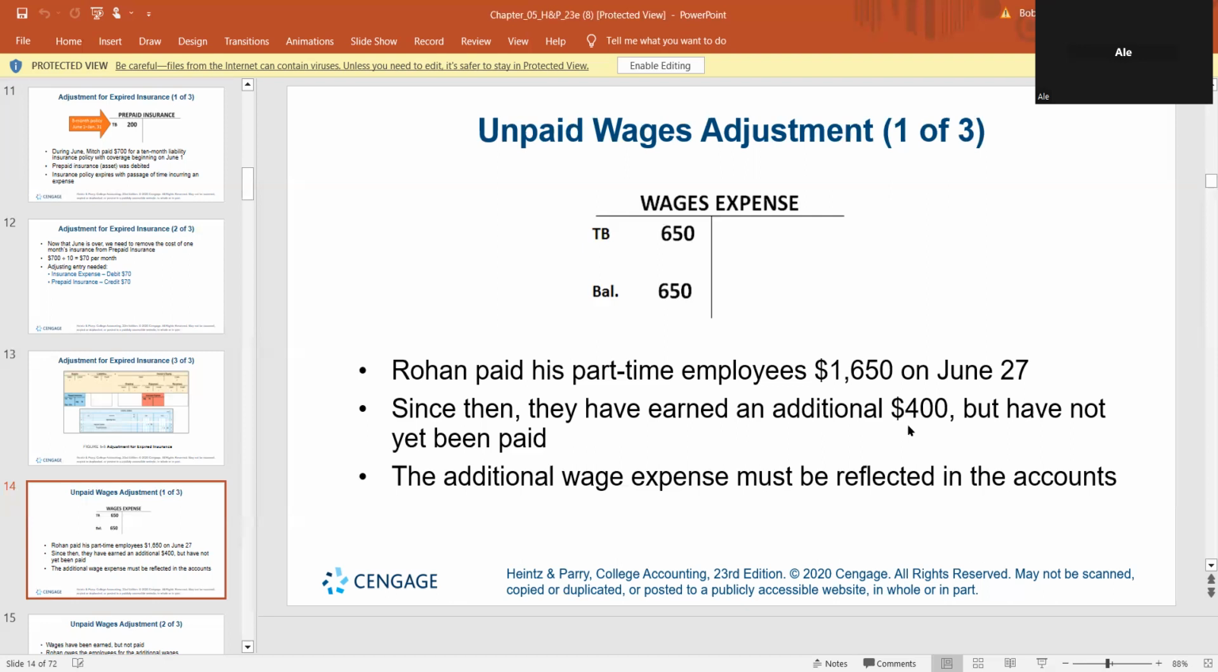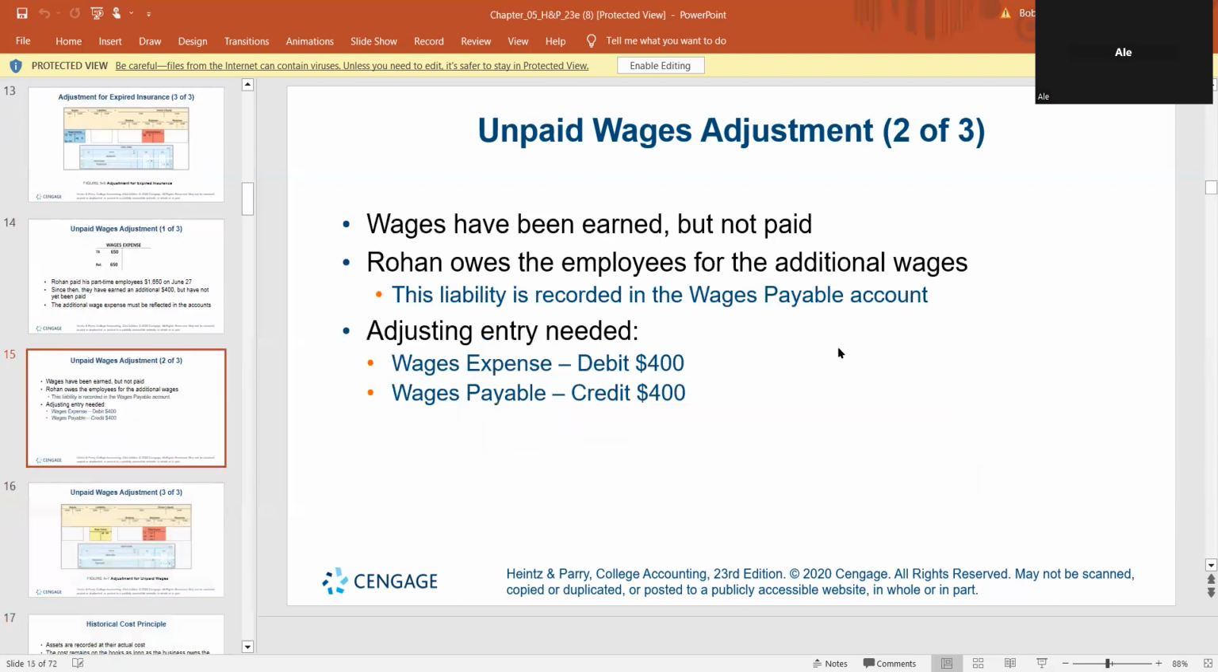So we have to take this $400 and we are going to put it into wages expense and credit wages payable. It's a liability. It's a legal liability. If you quit your job on that day, you'd be entitled to your pay immediately. If the company let you go or the company went out of business, they would owe you that money as of the 30th. So it is a legitimate liability, and we recognize the expense.